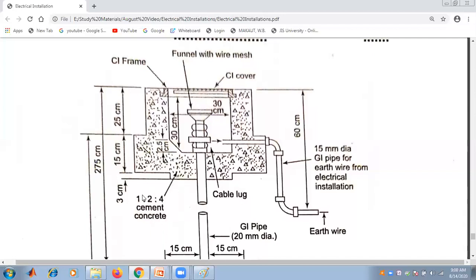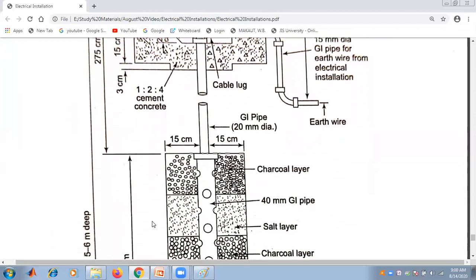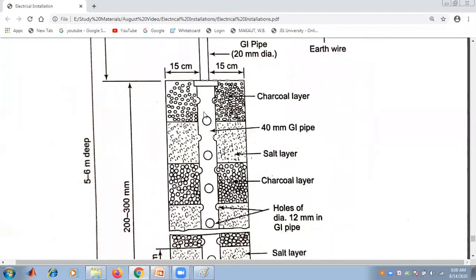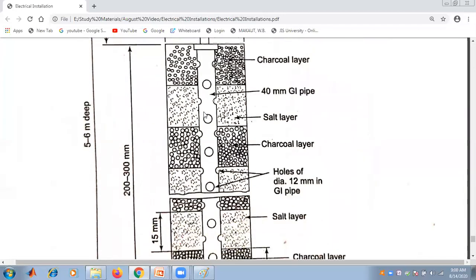Again, the cement concrete, that is this one, is given by a 1:2:4 ratio. And I told that a GI pipe of 20 millimeter diameter is seen here. I have also told that there is an alternate layer of charcoal and salt, and the height of each layer is 15 centimeter, that is clear.